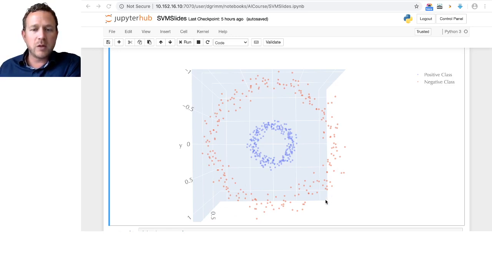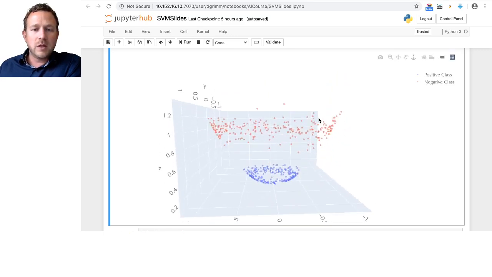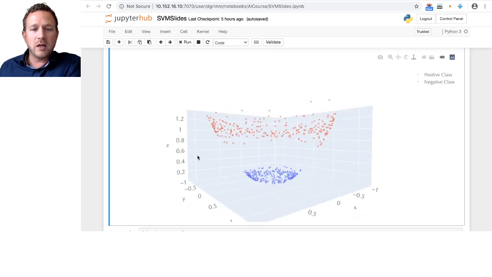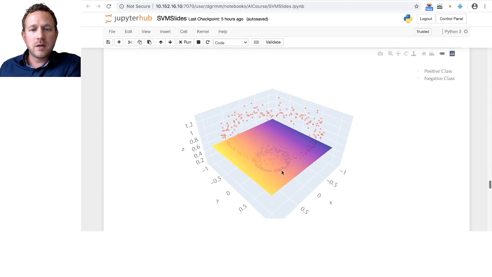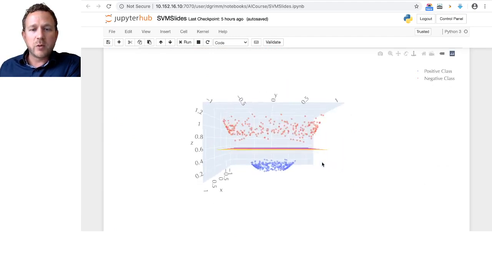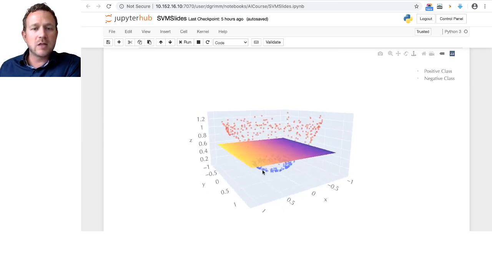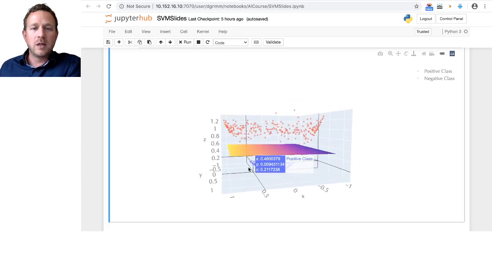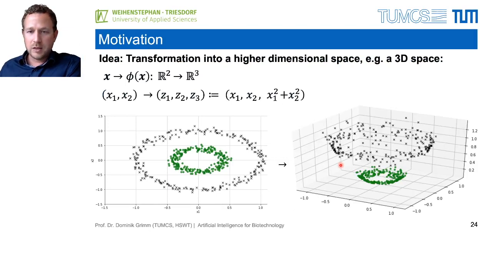And when we now transform it into a three-dimensional space, then you see that in a three-dimensional space, these two classes get linearly separable, because now we can find a plane, a hyperplane, that can separate these two classes from each other in a higher dimensional space. So now we can use the concept again of linear functions, or in this case of linear hyperplanes, that separate these two classes from each other. That's very nice. So I have this here also in the slides.